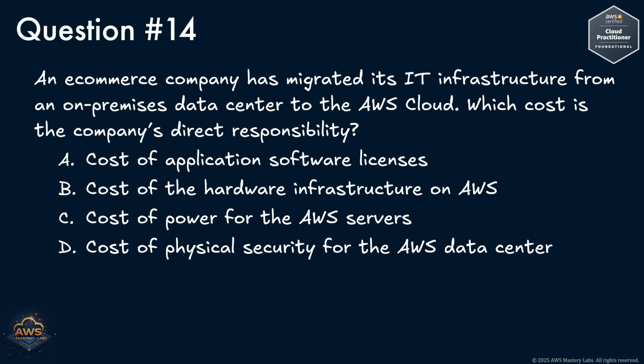An e-commerce company has migrated its IT infrastructure from an on-premises data center to the AWS cloud. Which cost is the company's direct responsibility? Let us identify and interpret key phrases in the question that will help with answering it. In this scenario, we're looking at a company that has completed a migration from an on-premises data center to the AWS cloud. This transition shifts the responsibility model dramatically.